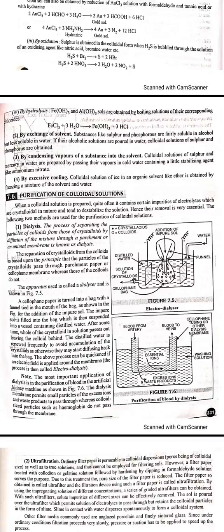The process of separating the particles of colloids from those of crystalloids by diffusion of the mixture through a parchment or an animal membrane is known as dialysis. The separation of crystalloids from the colloids is based upon the principle that the particles of the crystalloids pass through parchment paper or cellophane membrane, whereas those of the colloids do not. The apparatus used is called a dialyzer, and is shown in figure 7.5.